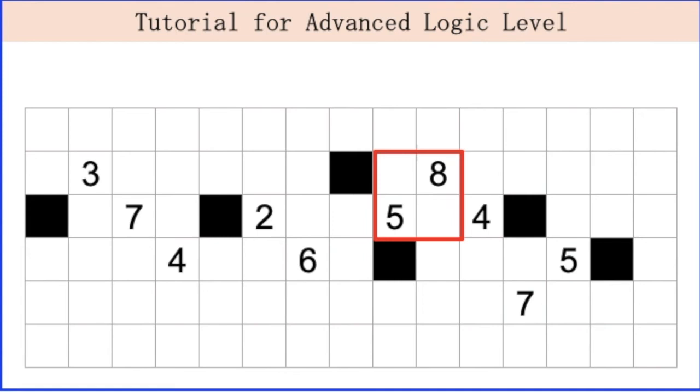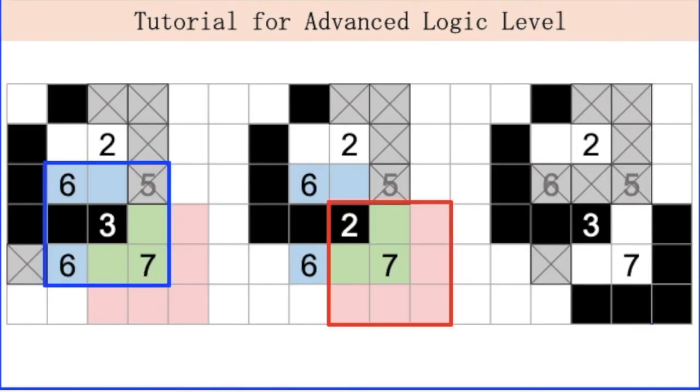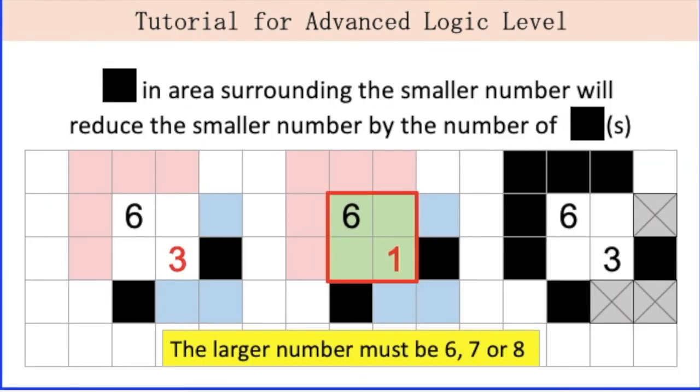One thing I just wanted to mention here is that we're looking for the black spaces surrounding the smaller number, right? That's all we care about. If you happen to see gray spaces in the area surrounding the smaller number, they're useless. They're completely irrelevant. They don't help us. It's only the black spaces surrounding the smaller number.